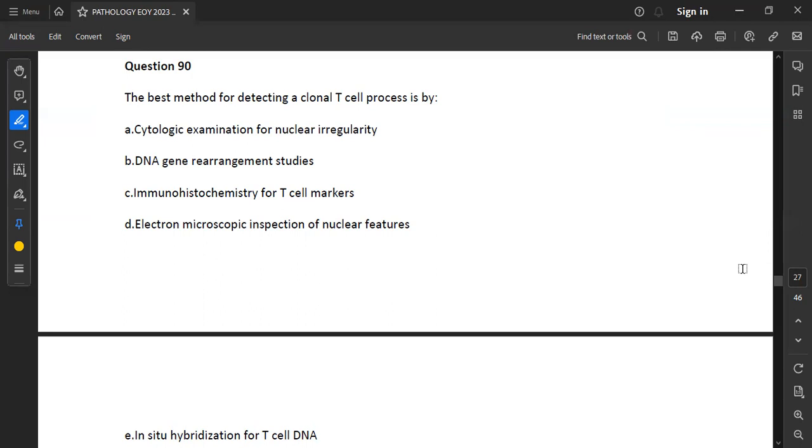The best method for detecting a clonal T process is: cytologic examination for nuclear irregularity, DNA gene rearrangement studies, immunohistochemistry for T cell markers, electron microscopic inspection of nuclear features, or in situ hybridization for T cell DNA. Answers, guys. What do you guys think? E, C. What else?